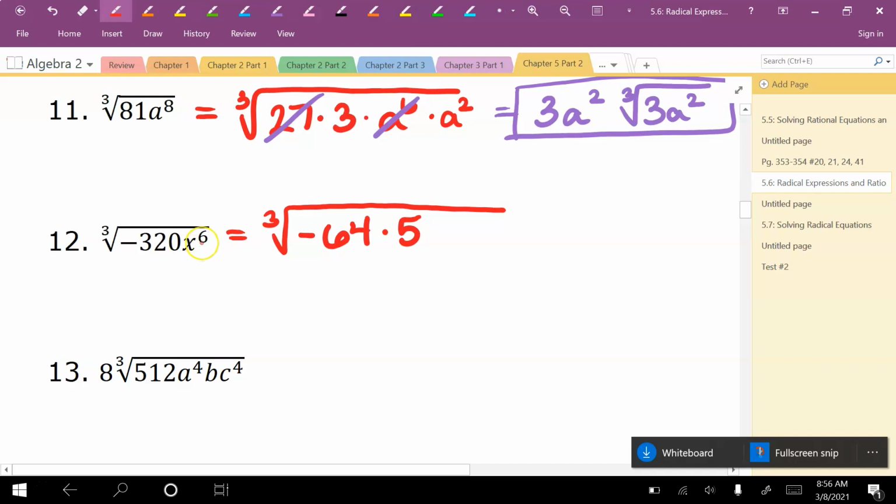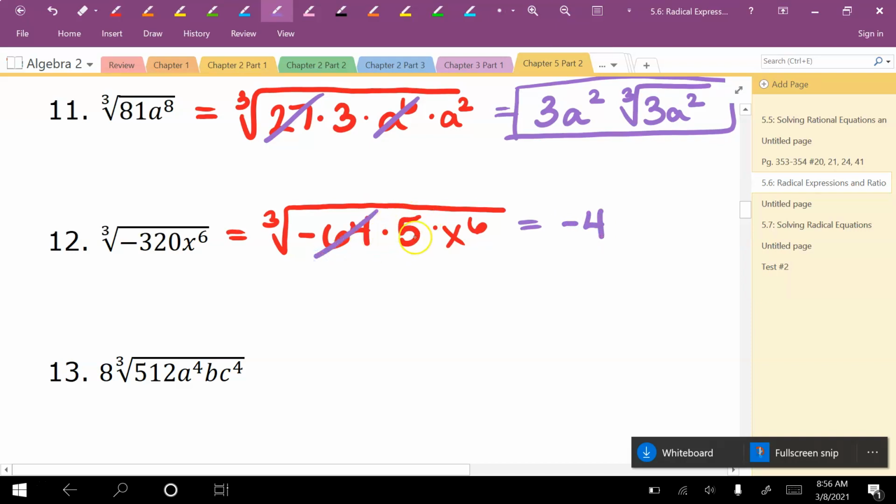Now, x to the 6, is 6 divisible by 3? Yes, because I would get a 2. So I don't need to do anything to my x to the 6. I can go ahead and just leave that as is. All right, can you guys tell me what the cube root of negative 64 would be? Negative 4, okay? Because negative 4 to the third power would be negative 64.